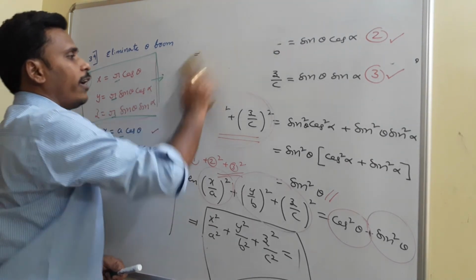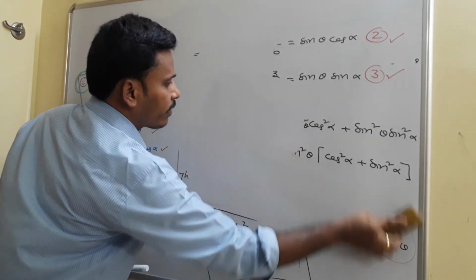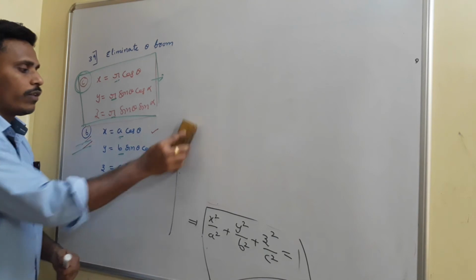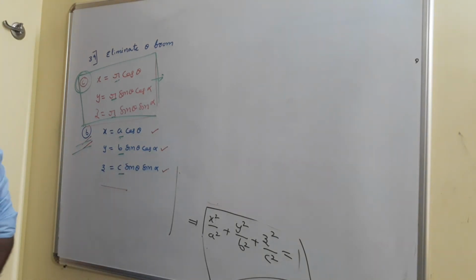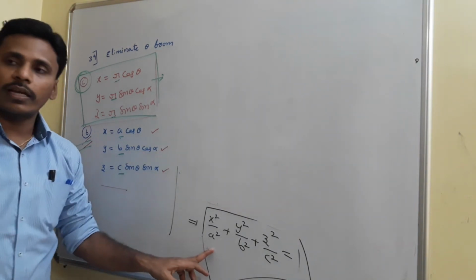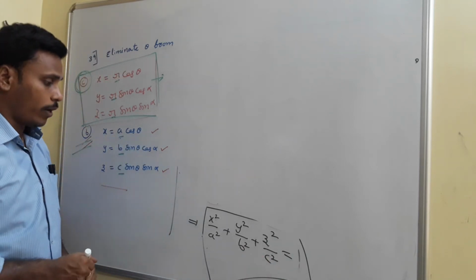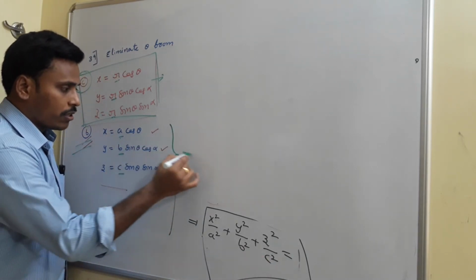So if you look there, for C bit, the final relation between the variables by eliminating theta is given by x square by a square plus y square by b square plus z square by c square is equal to 1. Right. For this problem, this is the result.